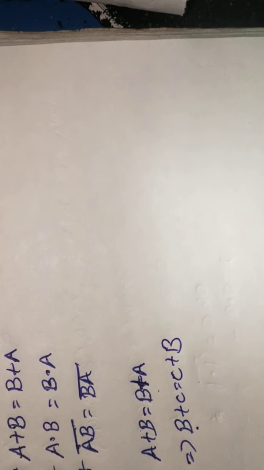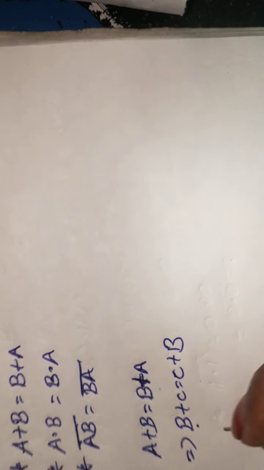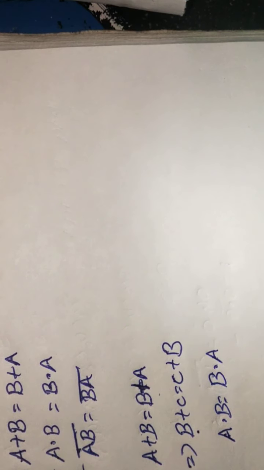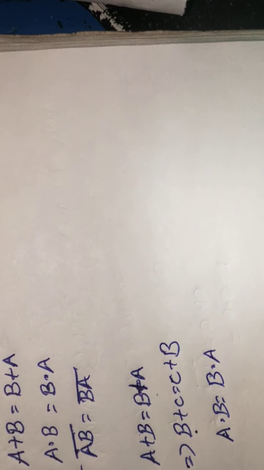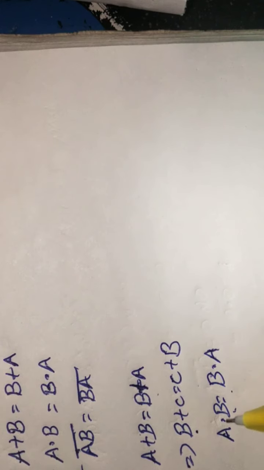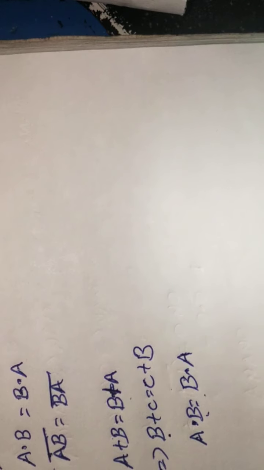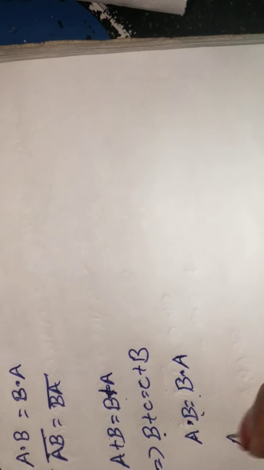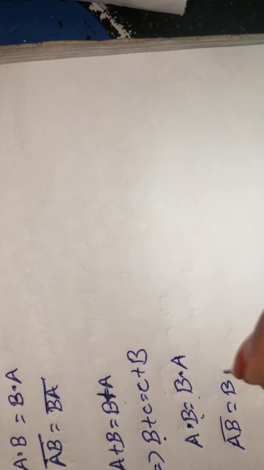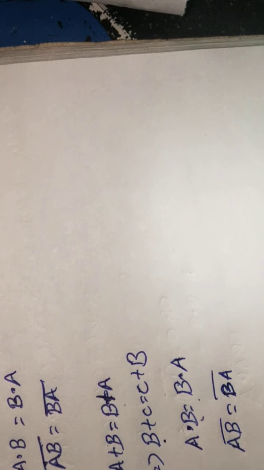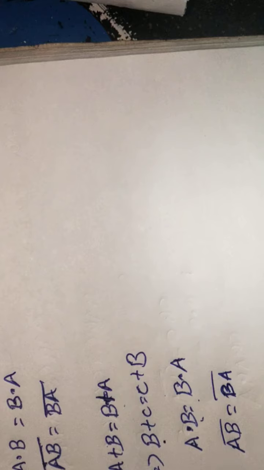Similarly, for multiplication, A dot B equal to B dot A. Here we use dot product, that means multiplication. And finally, we can write AB whole bar equal to BA whole bar. These are the statements of the commutative property used in Boolean expression solving.